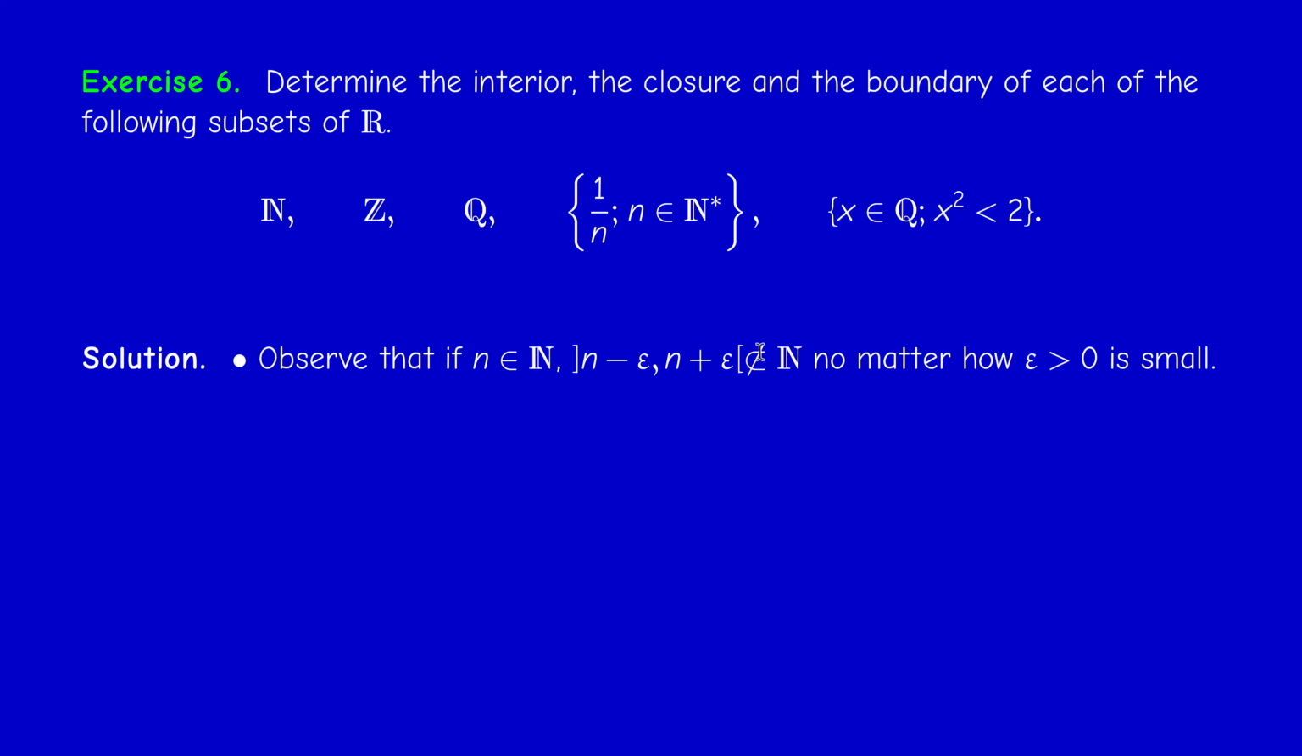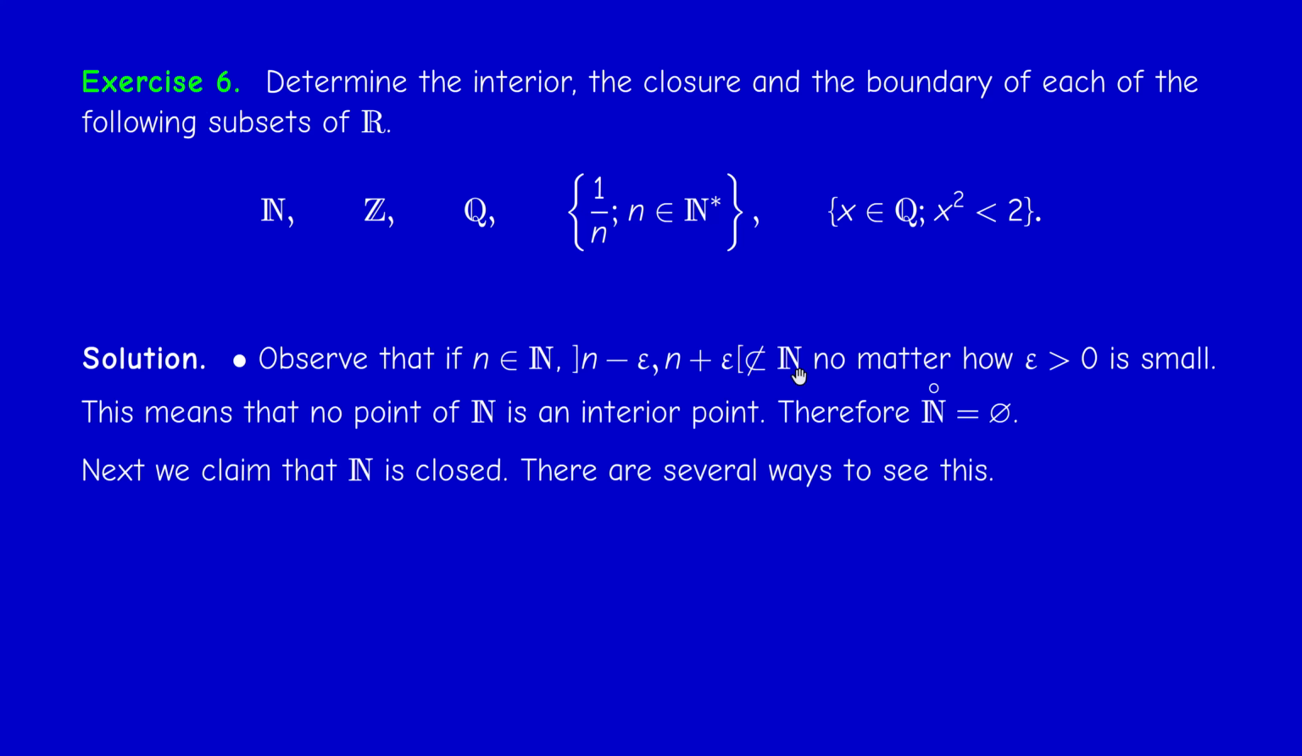So it's not included in n. What this means is that n cannot contain any open interval. Therefore, the only open set which is contained in n is the empty set. Therefore, the biggest such open set is the empty set. So the interior of n is empty. I think we gave this in the lectures, but we are repeating here.